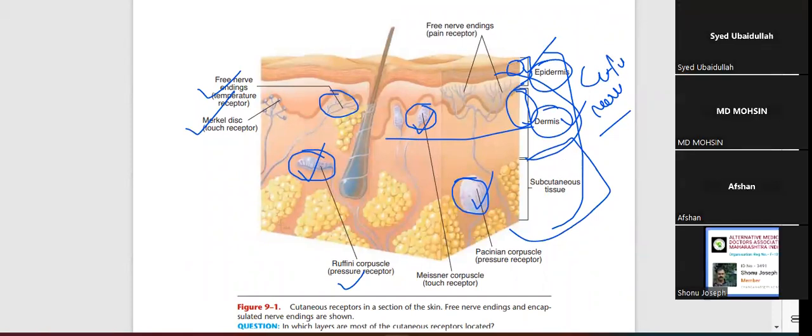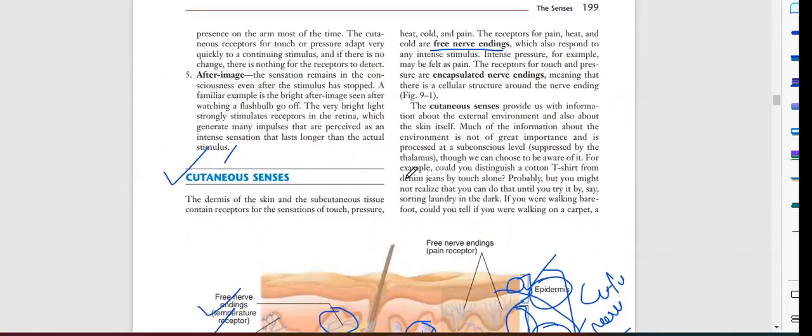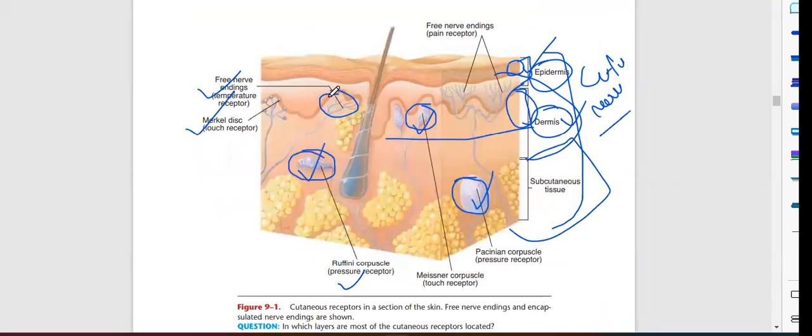These are the free nerve endings, which also respond to any intense stimuli; intense pressure, for example, may be felt as pain. The receptors for touch and pressure are encapsulated nerve endings, meaning that there is a cellular structure around the nerve endings. So basically, these are the nerve endings.